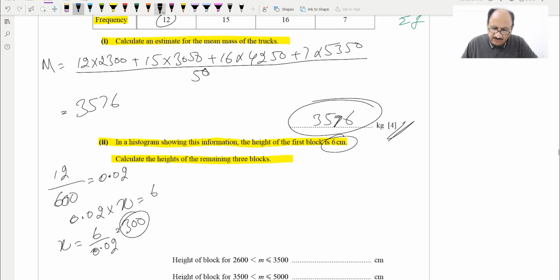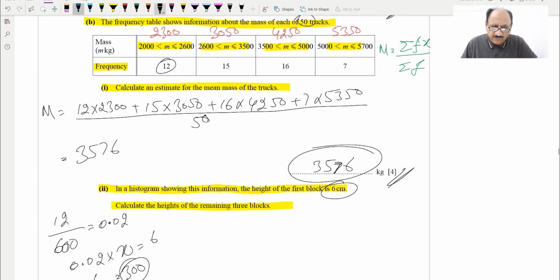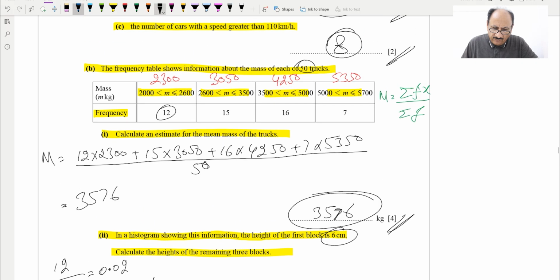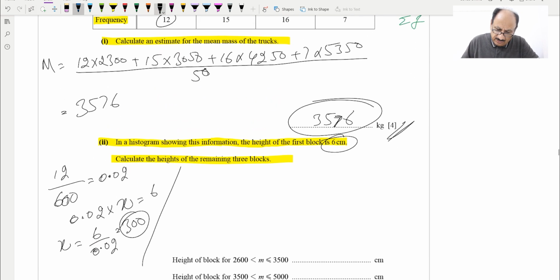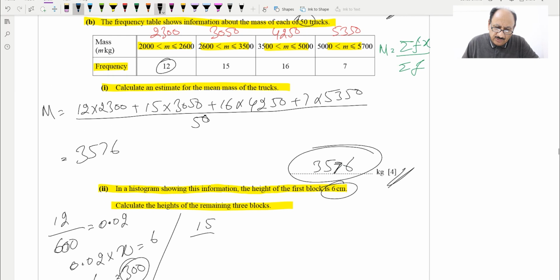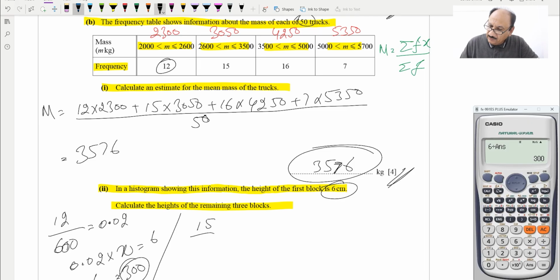Now we can check for what? They're saying calculate the height of the remaining 3 blocks. So we need to check for all 3 blocks. Then we can check for 15, and for 15 we can calculate that, basically 15 divided by, okay, so what we will do, we can make a line here, and they are saying 15 over the class width, which will be 3500 minus 2600 is equal to 900.